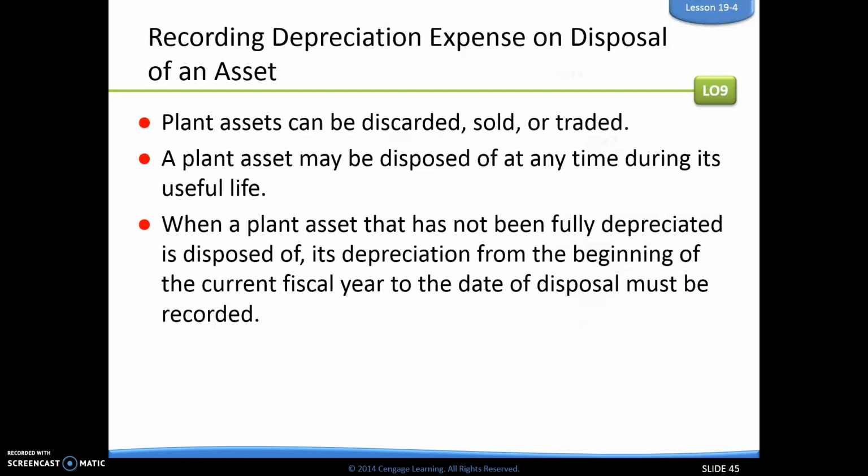Now, let's talk about recording the depreciation expense on the disposal of an asset. So, as I just already said, plant assets are either discarded, sold, or traded, and a plant asset can be disposed of at any point in time during its useful life. It may not go all the way to the estimated useful life. In that case, we need to adjust our depreciation. So, if that happens, and it hasn't been fully depreciated for a full year, its depreciation from the beginning of the current fiscal year to the date of disposal has to be recorded.